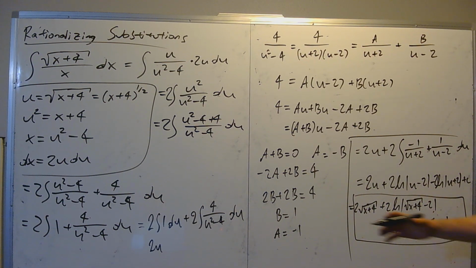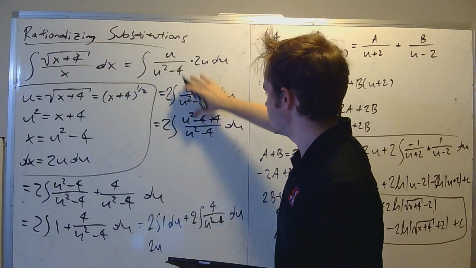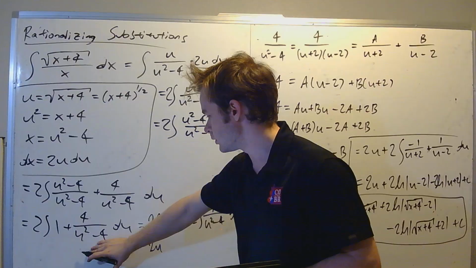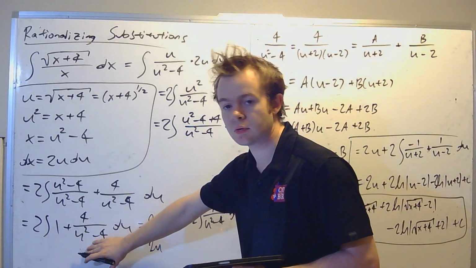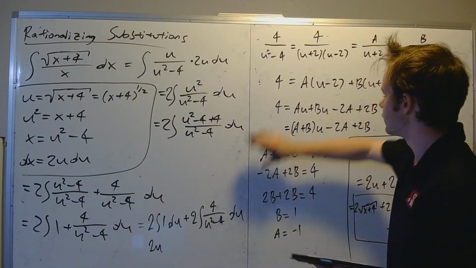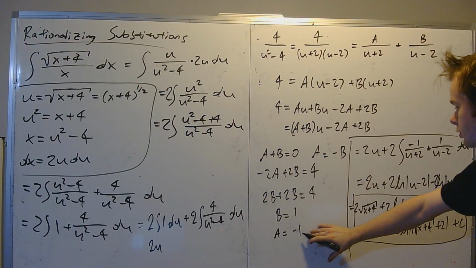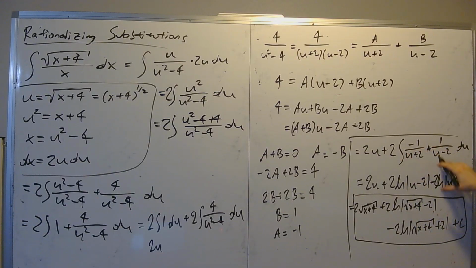So you have to start the problem using u substitution. You get down to this point here, and then you use partial fractions to break that thing up. You solve your partial fractions, and then you plug it in and just do u substitution one last time to solve the rest of the problem. So that's how you would do that type of problem.